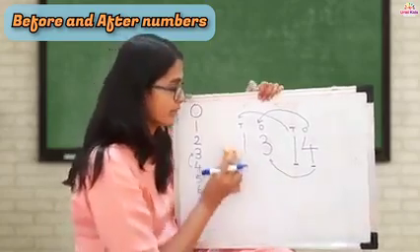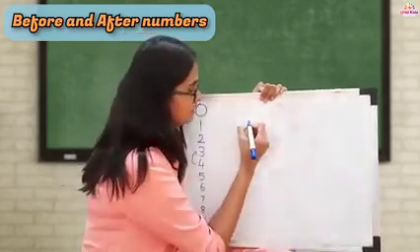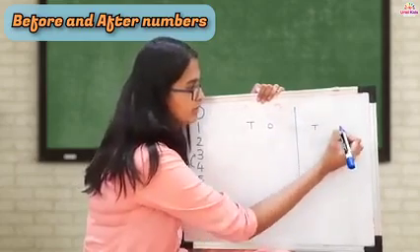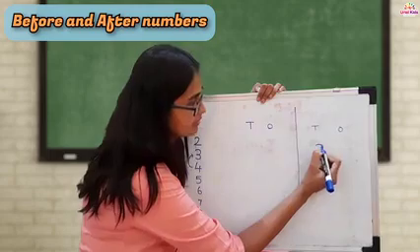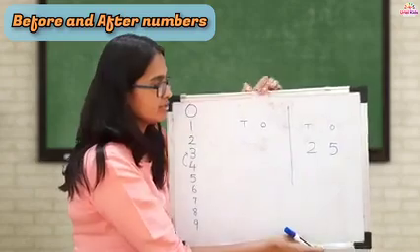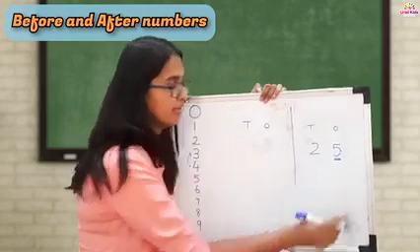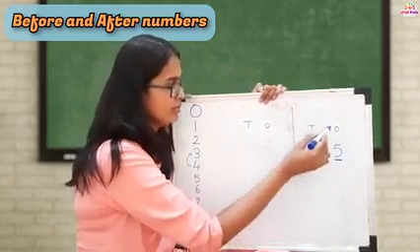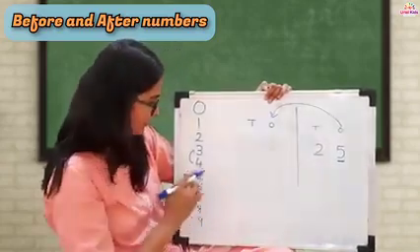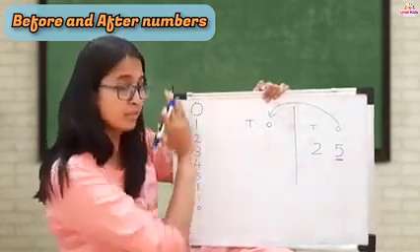So let's look into one more example so that you understand the concept. Again I am going to write tens and ones, and I am going to choose the number 25. Now what number can you see in the ones place? I can see the number 5 in the ones place. If I ask you, what number comes before 5? Let's check which number comes before 5. We are going backward, to a smaller number.